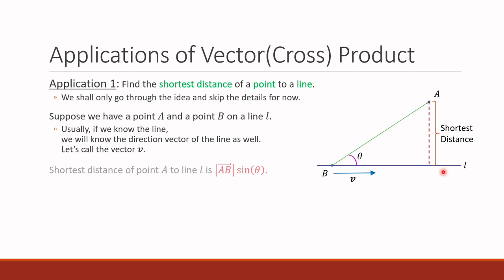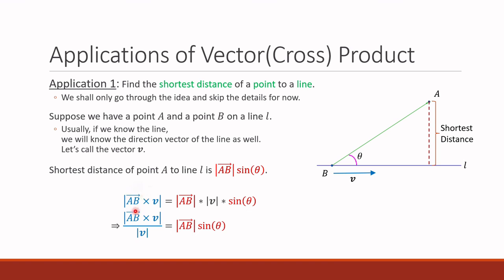Let's use simple trigo to figure out how to find the shortest distance. Using trigo, I know that this shortest distance is the length of AB, the hypotenuse, times sine theta, where theta is the angle between vector BA and vector V. This is the trigo way of calculating. But if you remember the formula of the cross product, this is actually hidden in the cross product, because the length of the cross product is equal to the length of AB times the length of V times sine theta.